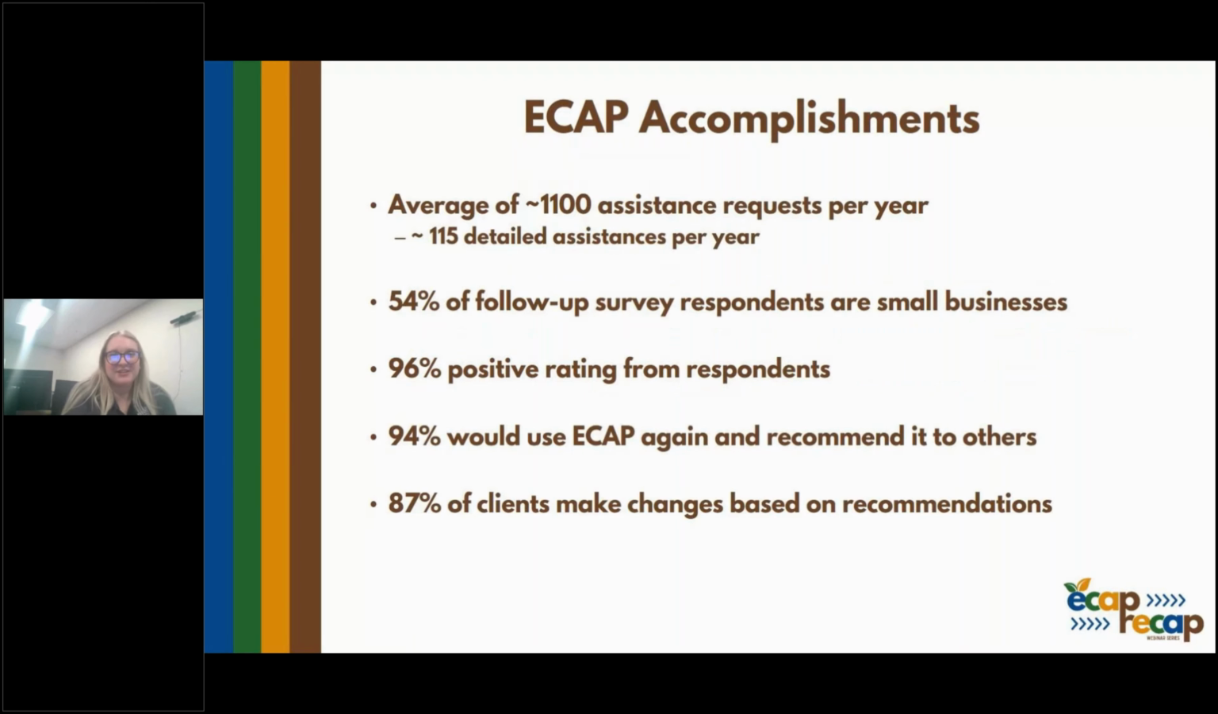And finally, we do like to share some of our accomplishments. I'm going to go ahead and list a few. We do have an average of 1,100 assistance requests per year, with 115 of those being detailed assistances. So those detailed assistances might be us working one-on-one with small businesses to develop their air permit applications or do their required reporting.